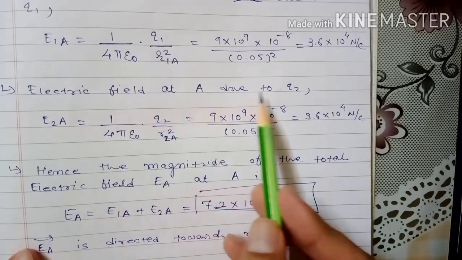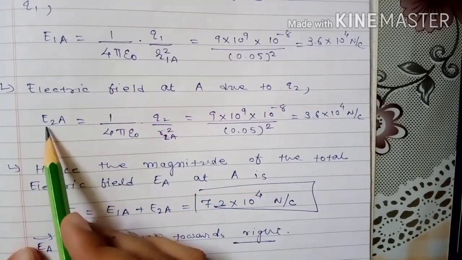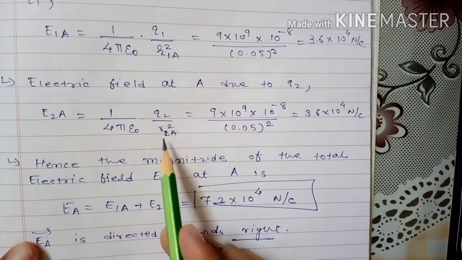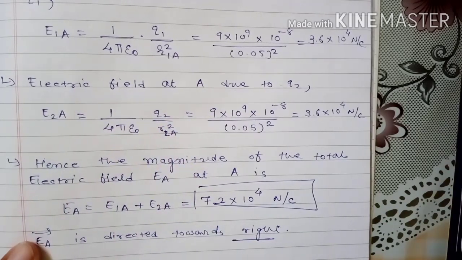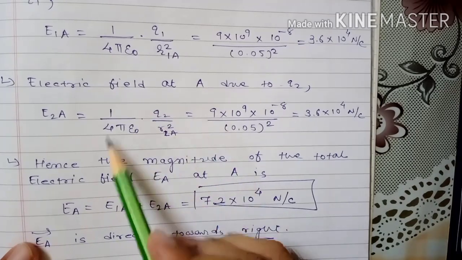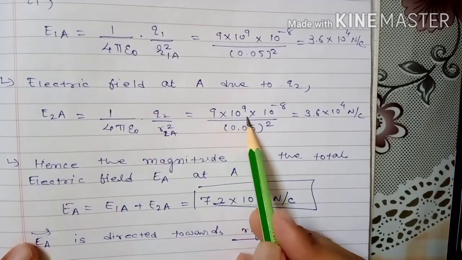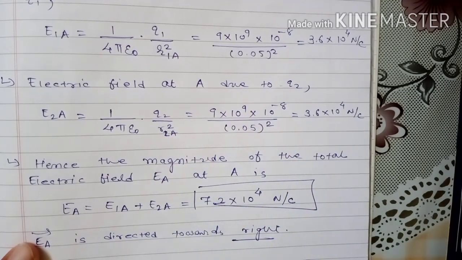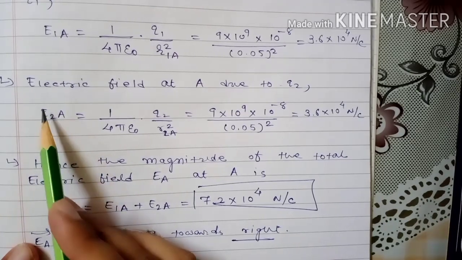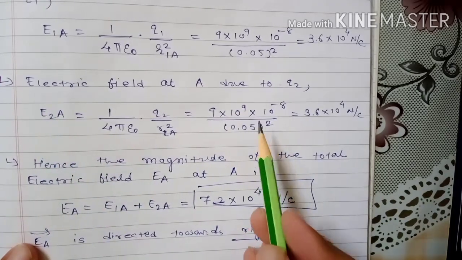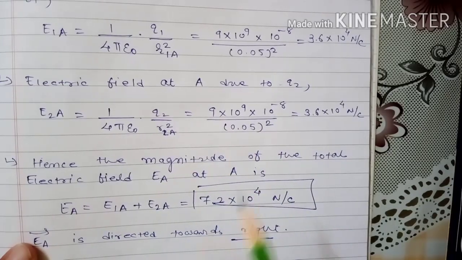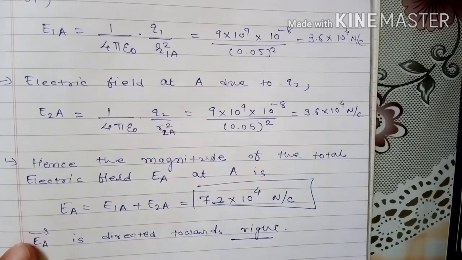Electric field at A due to Q2 is given by 1 upon 4 pi epsilon naught Q2 upon R2A square. That is the formula of electric field due to a point charge. 1 upon 4 pi epsilon naught is 9 into 10 raised to 9. Q2 is given to us as 10 raised to minus 8. Here we don't have to take the negative. We have to take just the magnitude, because here I have not taken vector. Therefore, just take the magnitude, positive value 10 raised to minus 8 upon 0.05 square. That will give you 3.6 into 10 raised to 4 Newton per coulomb.